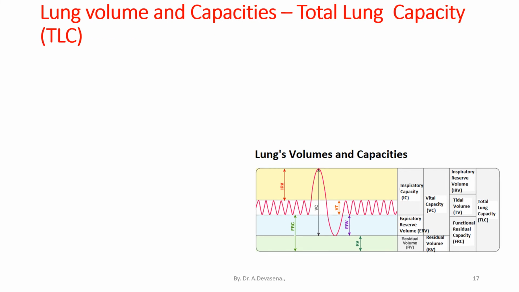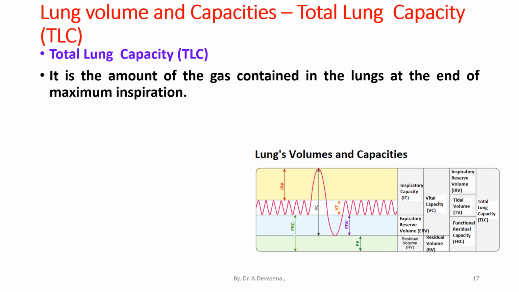Total lung capacity, TLC, is the amount of gas contained in the lungs at the end of maximum inspiration. So, TLC is equal to tidal volume plus inspiratory reserve volume plus expiratory reserve volume plus residual volume. The normal value of TLC is about 5800 ml.